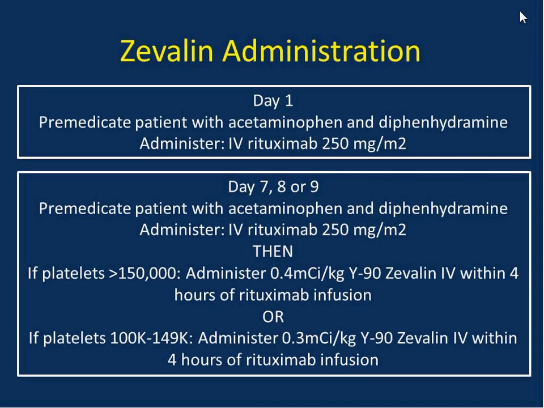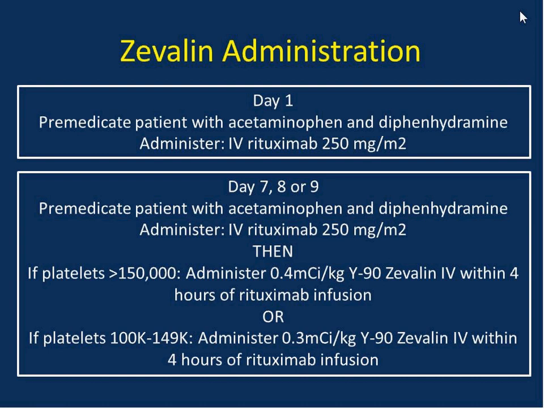On day one, patients would get pre-medicated with Tylenol and Benadryl, and then would receive a dose of IV rituximab at a dose of 250 milligrams per meter squared. Day 8 or 9, they would come back for the radiolabeled portion. And so, again, pre-medicate patients with Tylenol and Benadryl, give the rituximab, and depending on their platelet count is actually going to determine what dose of the Y90 labeled Zevalin you administer to patients.